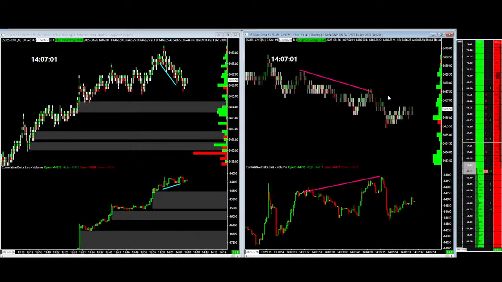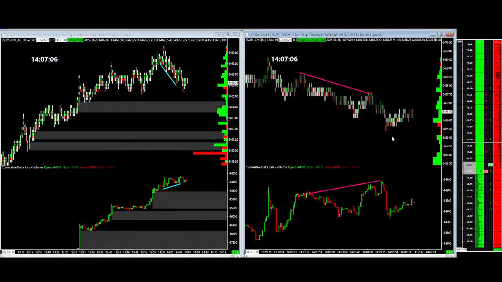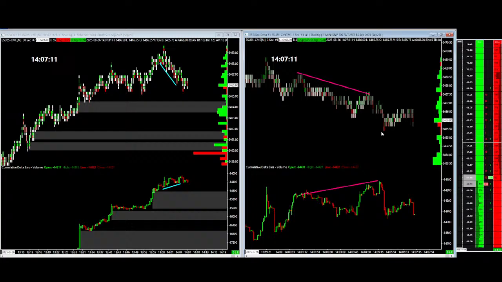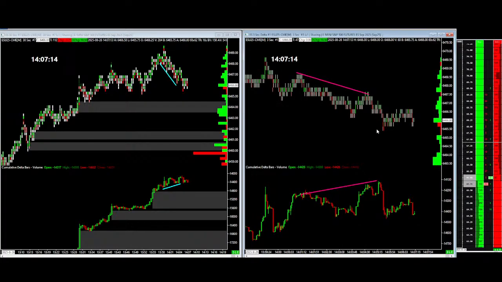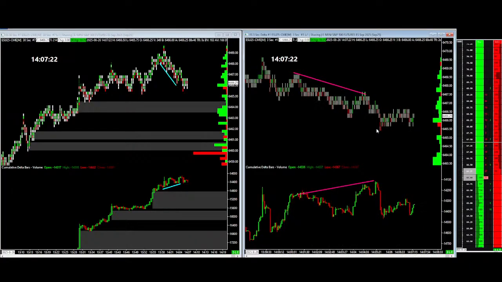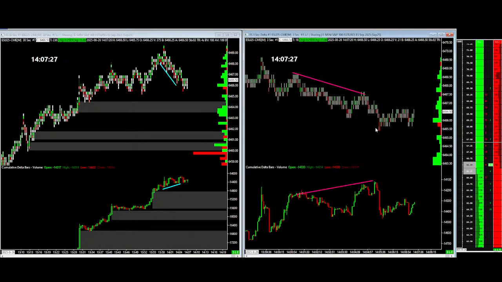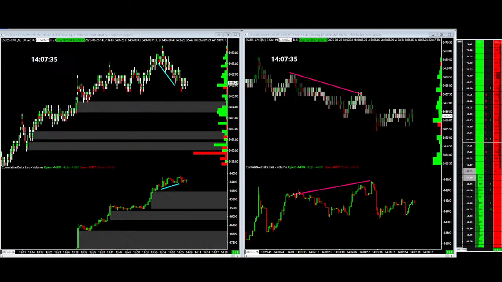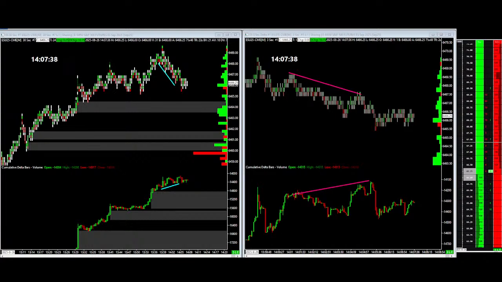Go ahead. I can't see it when you draw it on the delta. I don't know if I can even copy it. Let's see, can I draw? No. There's another sell side divergence.